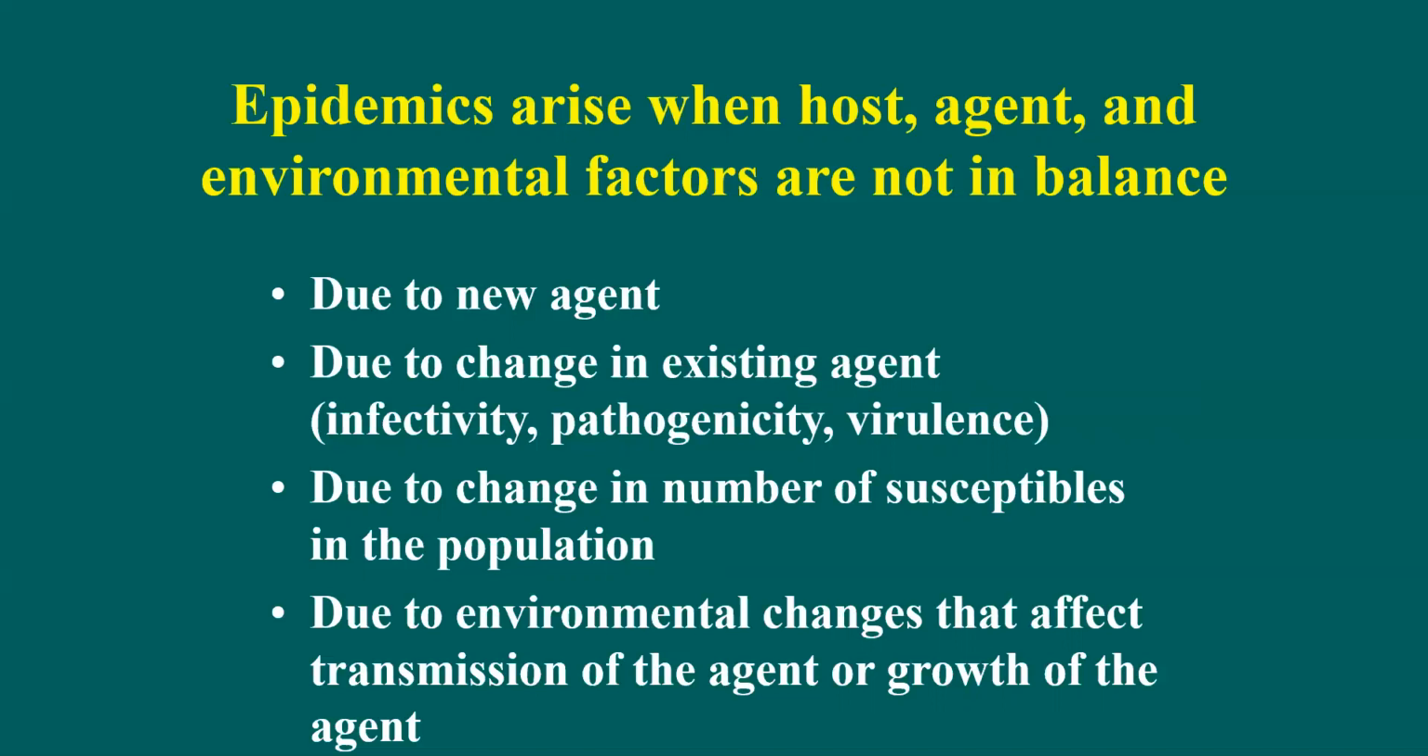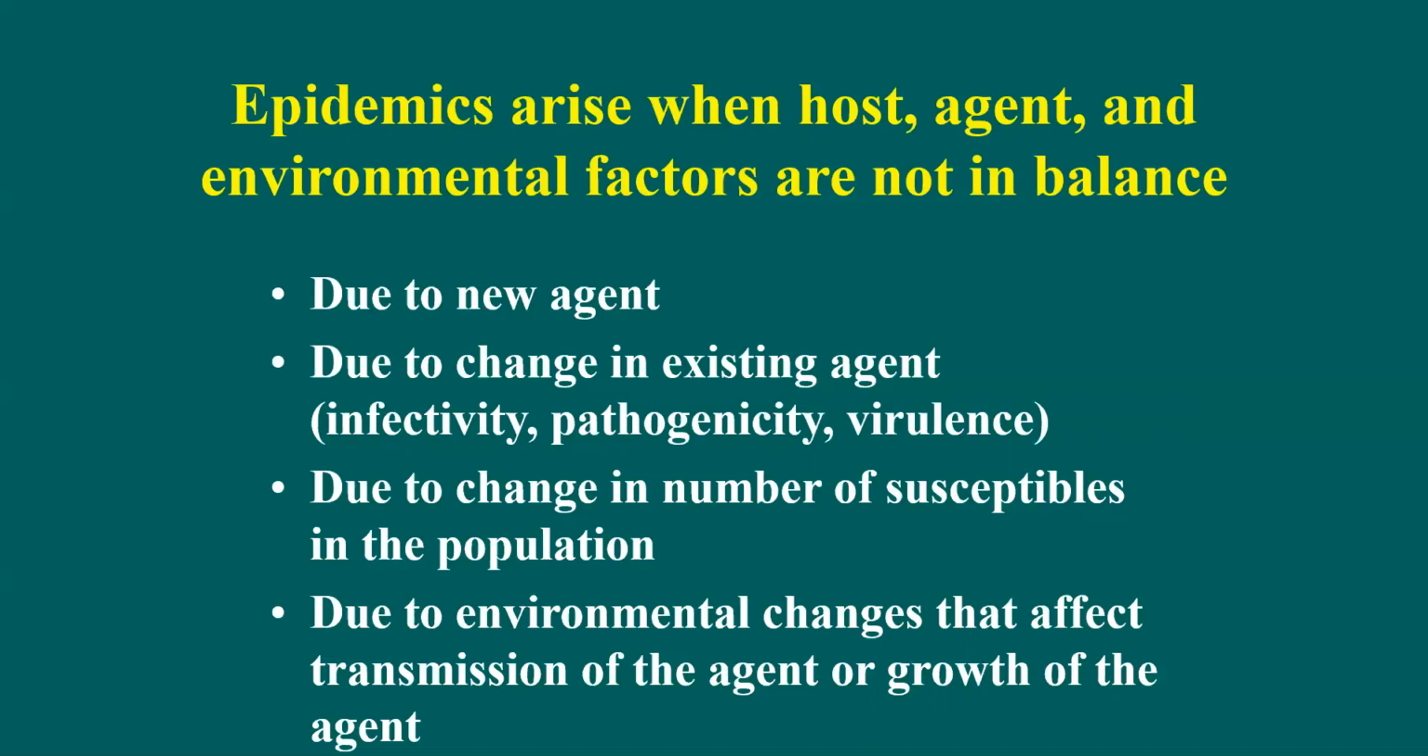Or epidemics can occur due to change in the number of susceptibles in the population, where more people within the community become susceptible to a condition. Remember, something may happen within the community. Let's say there's famine, there's hunger, people are not eating, people are immunosuppressed. Because of that, more people get infection. Then there are changes within the environment that affect transmission or growth of the agent. So all these things can really predispose to disease occurring.